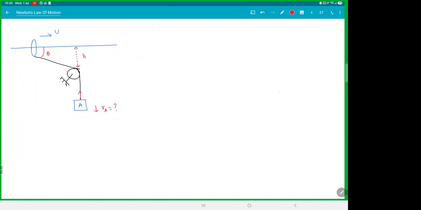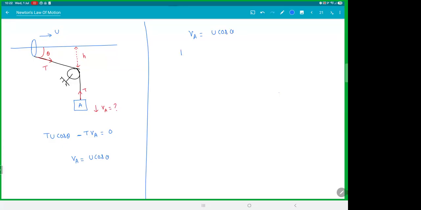The string is pulling up. The string is pulling at an angle. Power is 0. So T u cos theta minus T VA is 0. VA is equal to u cos theta. Great. You're done. So we got VA is equal to u cos theta.